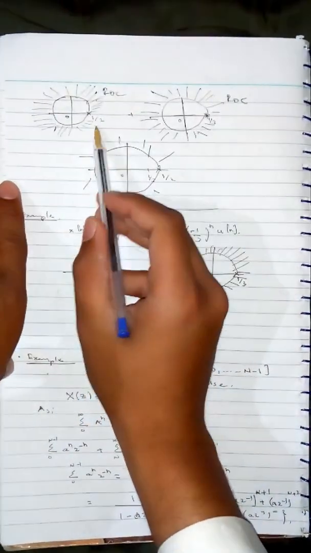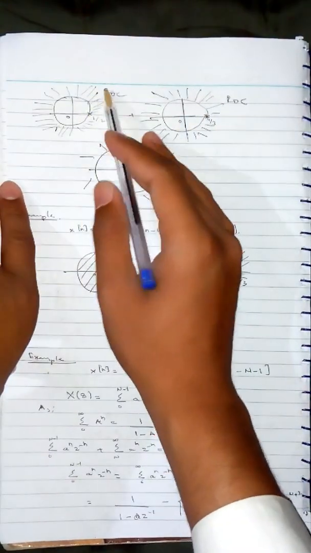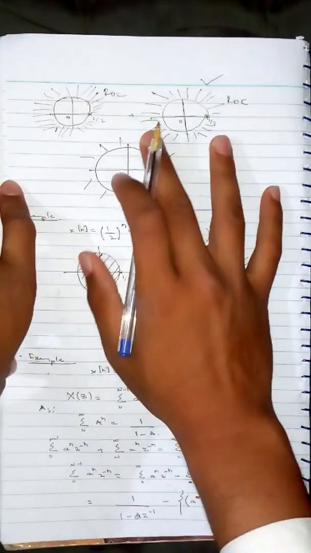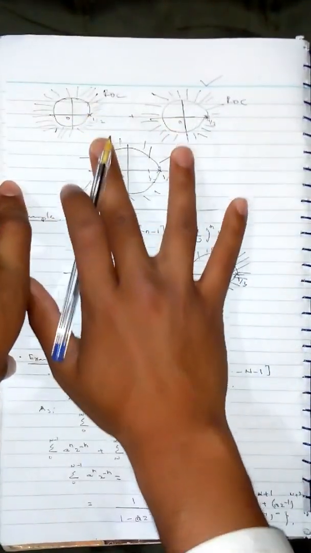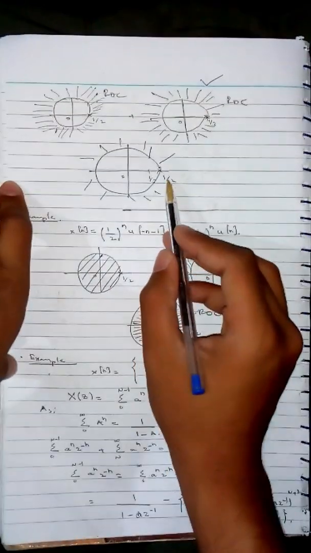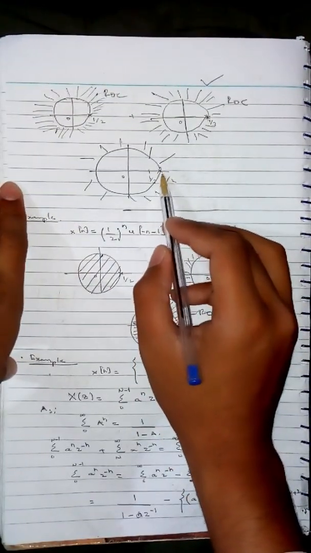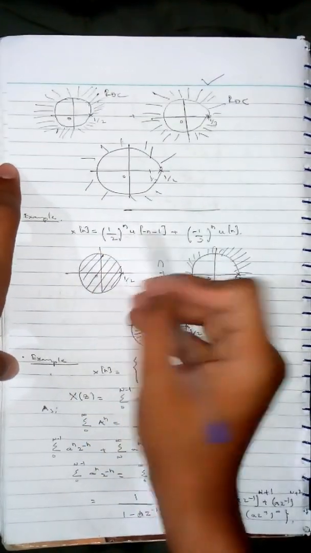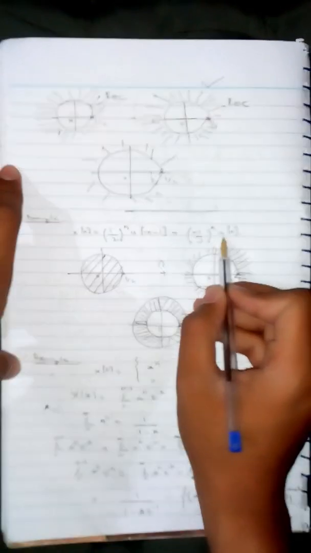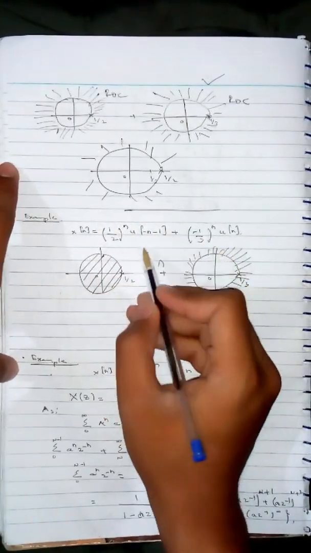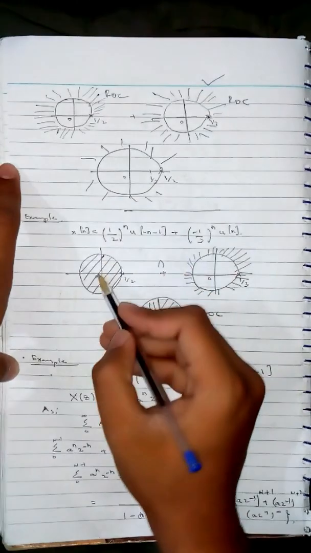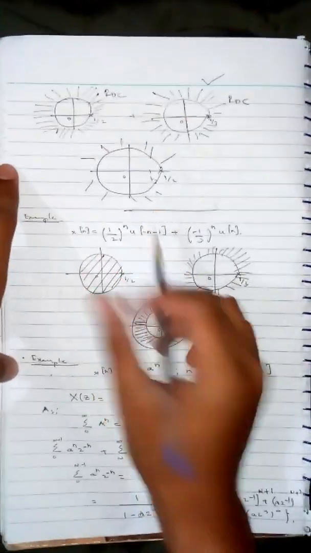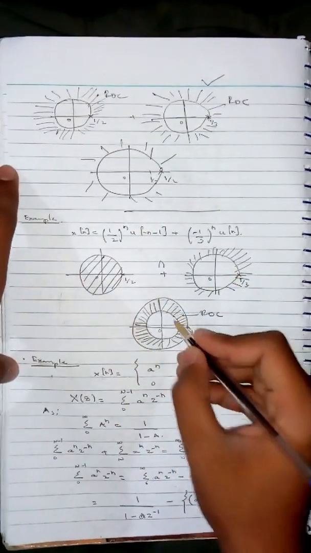So the ROC for 1 by 2 is represented by this, outside this function, and for 1 by 3 it is represented by this. So we take the intersection, that is the ROC that is common between both of these. So the final ROC is the region outside the pole of 1 by 2. Similarly, if we have u shifted, that is u of minus n minus 1 and u of n, in this case our region will be inside the circle, and in this case our region will be outside the circle. As this value is smaller and this is the greater value, we obtain a ring-like structure.